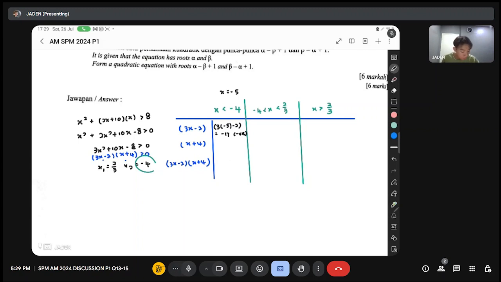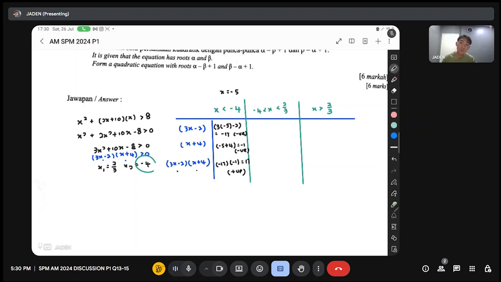And then you continue with the second bracket, which is negative 5 plus 4. As a result, you get negative 1. So negative 1 is a negative answer. Now, for the combined column, the first answer, negative 17, times negative 1, you get 17 positive. For 17 positive, you write down positive here.